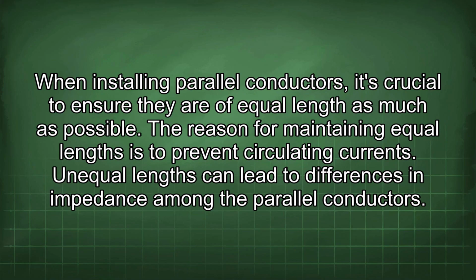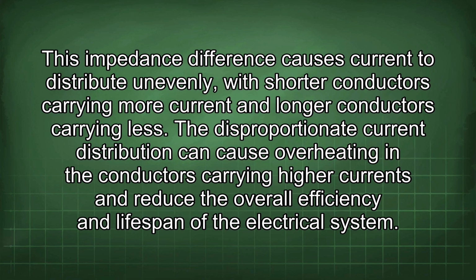When installing parallel conductors, it's crucial to ensure they are of equal length as much as possible. The reason for maintaining equal lengths is to prevent circulating currents. Unequal lengths can lead to differences in impedance among the parallel conductors. This impedance difference causes current to distribute unevenly, with shorter conductors carrying more current and longer conductors carrying less.